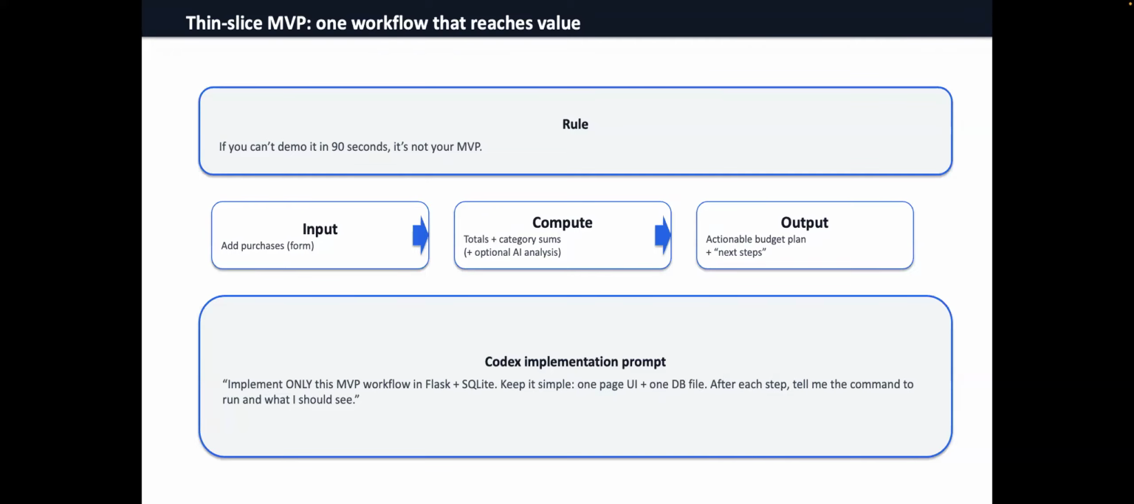So which means in this case, you should directly show. For example, you can add some purchases, analyze them by category with some visualization, and provide some actionable budget plans and also the next steps, right? As soon as you can show them this is the flow, or this is how the user may benefit from your prototype, then it should be fine.